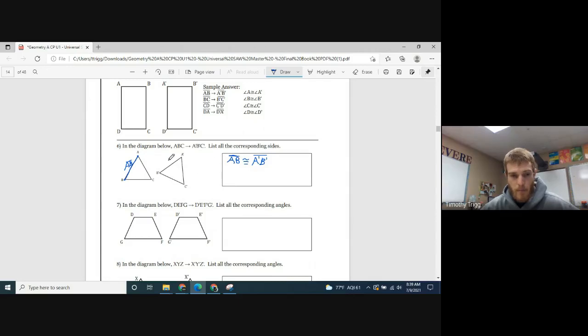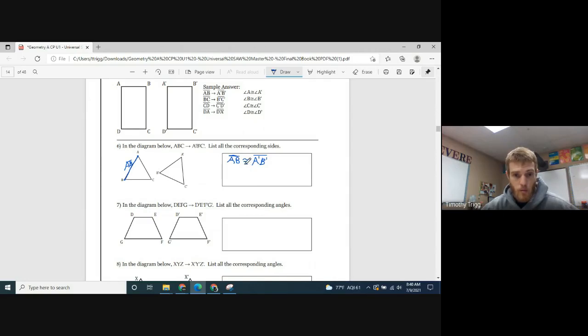Same thing with A prime, B prime, or any line segment that connects 2 points, we would put a little bar on top like that. Now this symbol in the middle is congruence. So we would read this as line segment AB is congruent to line segment A prime, B prime. And this congruent symbol basically means they are the same measure. So AB is the same measure as A prime, B prime.